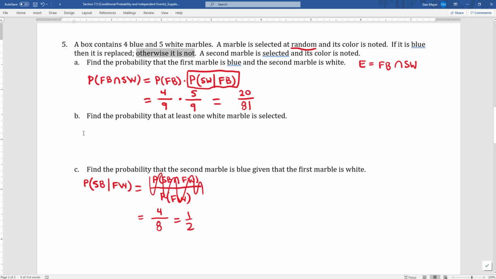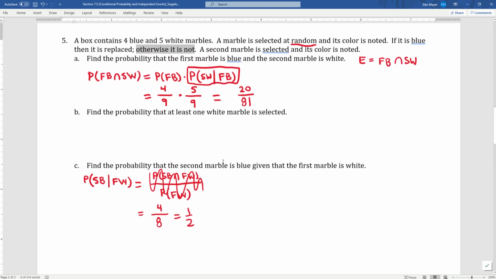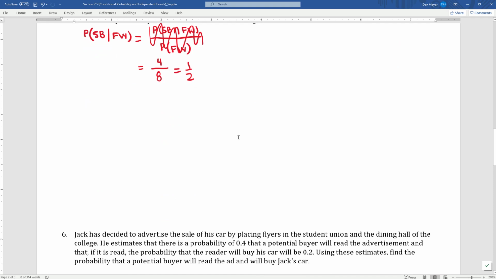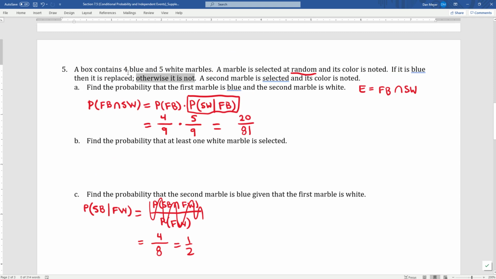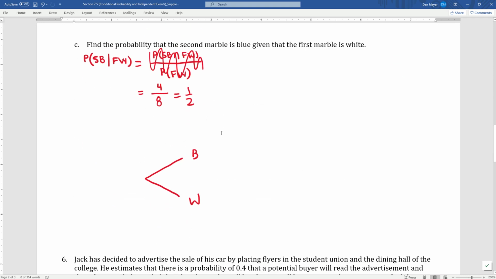Now, I think it might be easier for us to see some of these if we draw a tree diagram. All right, so let's go ahead. We've got a 2-stage stochastic process here. In the first stage, the marble could be blue or it could be white. And in that first stage, the probability of a blue marble is 4 out of 9, and the probability of white is 5 out of 9.